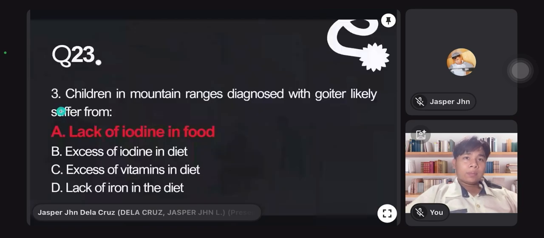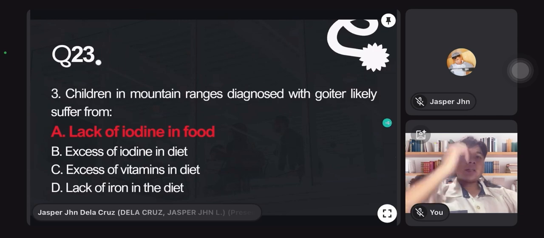Letter B, excess of iodine in diet. Excess iodine does not cause goiter. And then letter C, vitamins are unrelated. Of course, vitamins can be good for your body. And letter D, iron deficiency, causes anemia, not goiter.